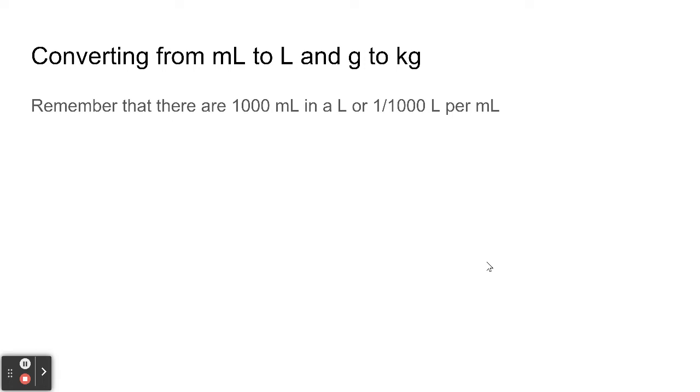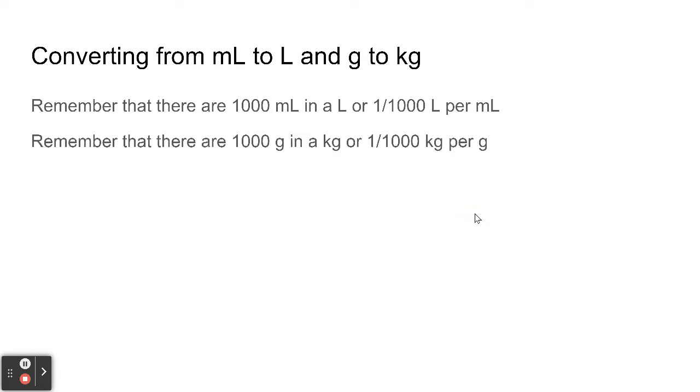We're going to try to stick to, in our conversions, only going from milliliters to liters, but I still wanted to bring up how you go from liters to milliliters. And we're going to work a problem here in a second on how to convert from one to another, just to get your mind remembering how to do that. The other thing we need to remember is that there are 1,000 grams in a kilogram of a substance, or if you go the other direction, there is 1/1000th kilogram per gram of a substance.